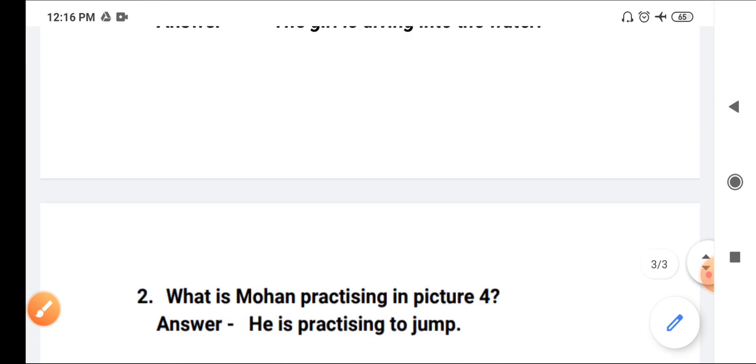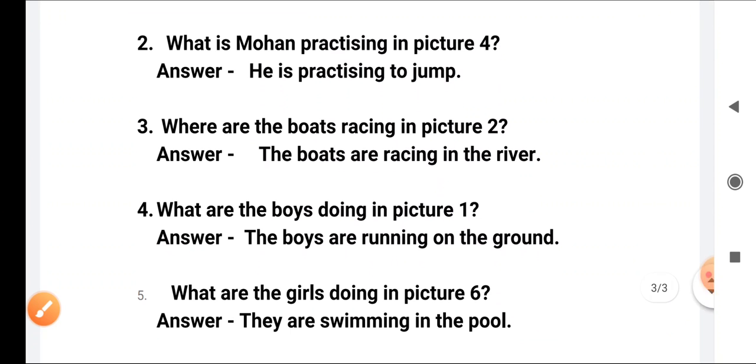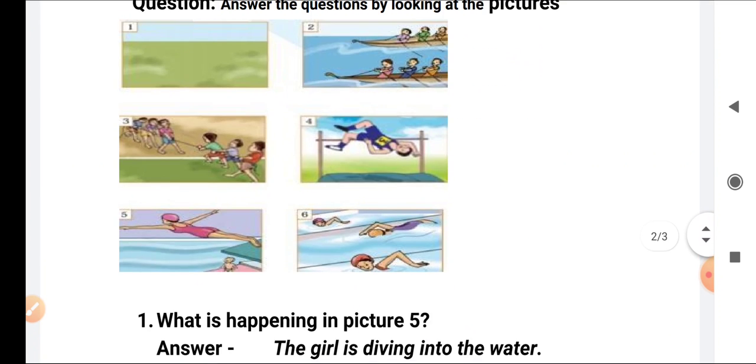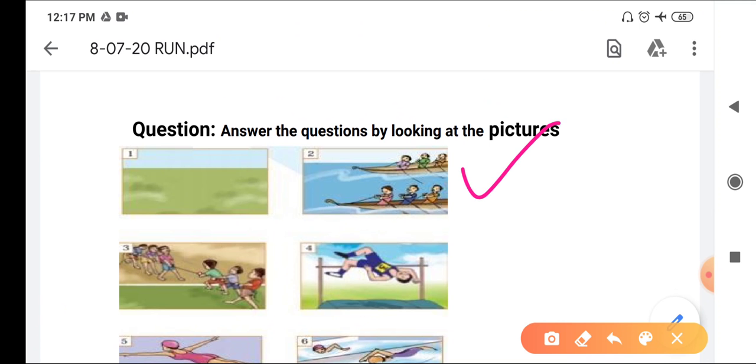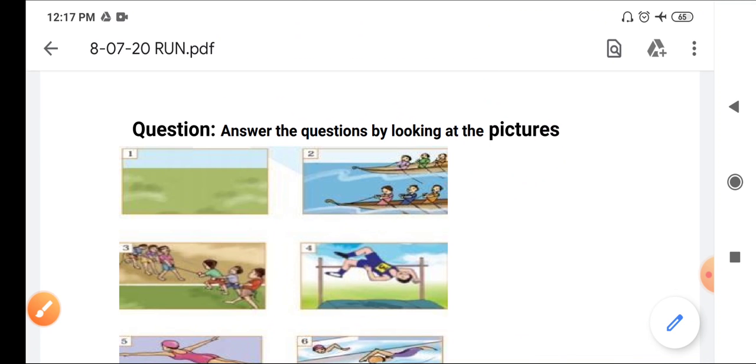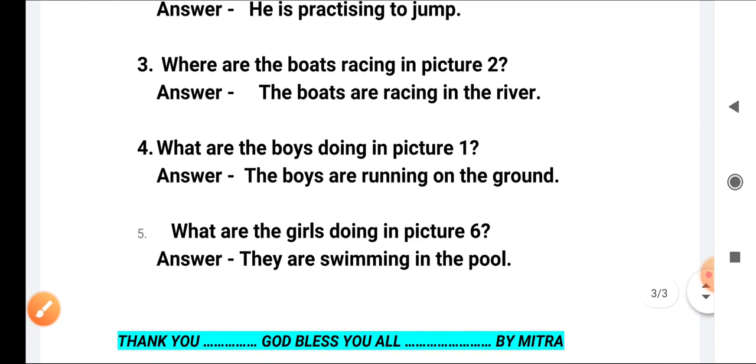Now see the next. Where are the boats racing in picture 2? So you can answer, the boats are racing in the river. Yes, the boats are racing in the river. You can see here the boats are racing in the river. Now come to the next.